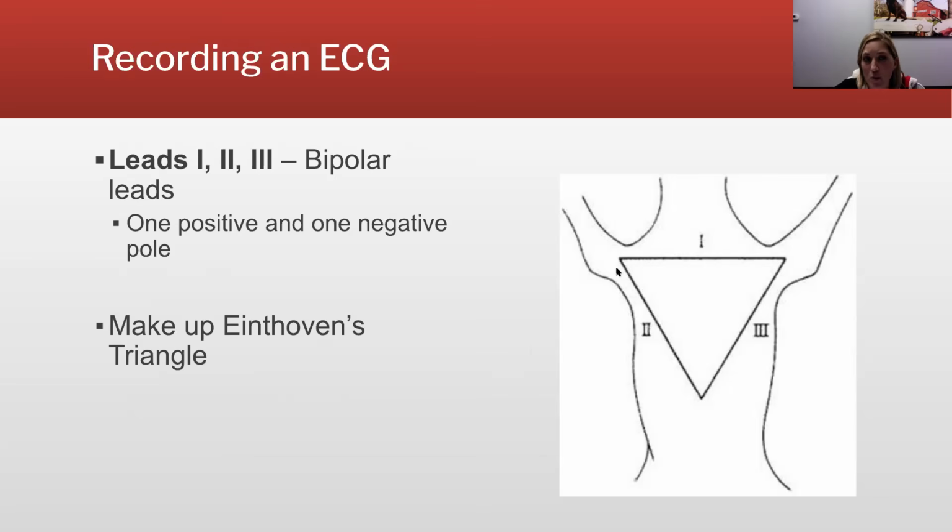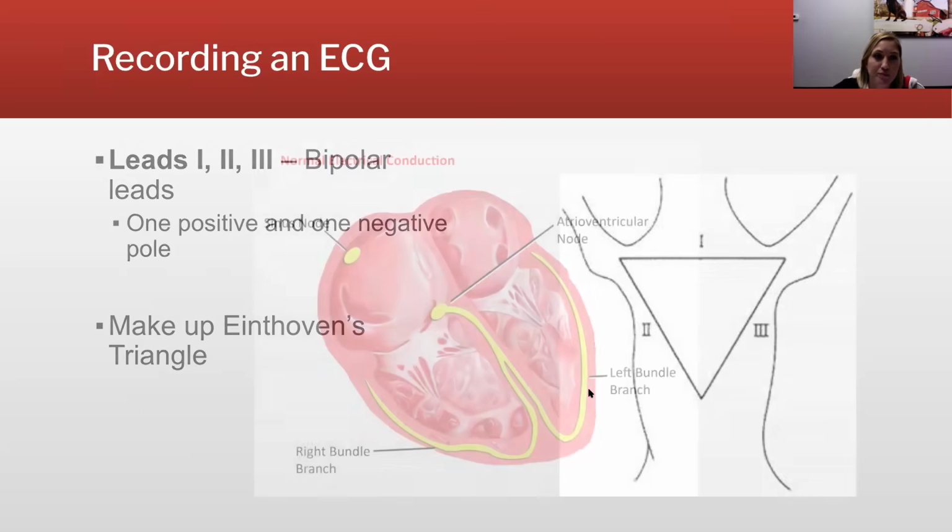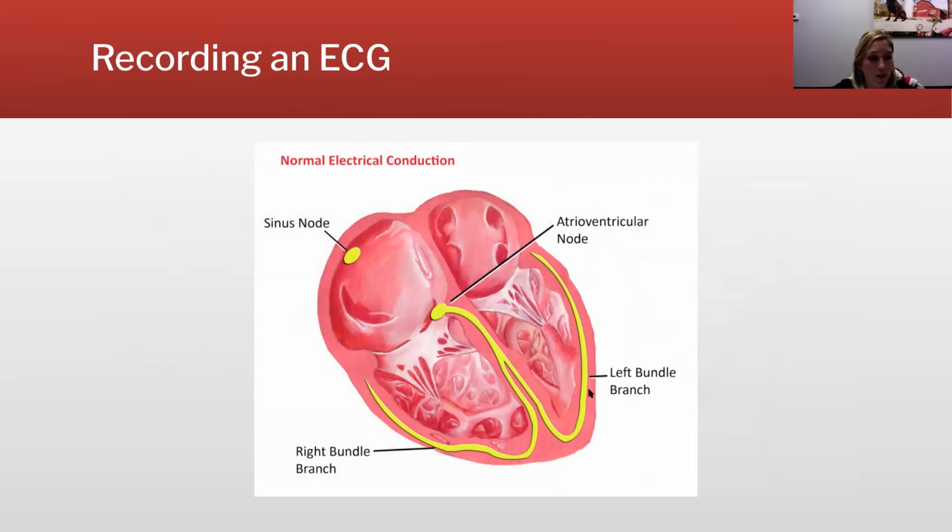A lot of times you'll have a 4th lead as well. Oh, I guess I don't have it on here, which will give you your augmented leads, which allows you to have 6 full leads. So when you have the full 6 lead system, that gives you leads 1, 2, 3, AVR, AVL, and AVF, which are called your augmented leads.